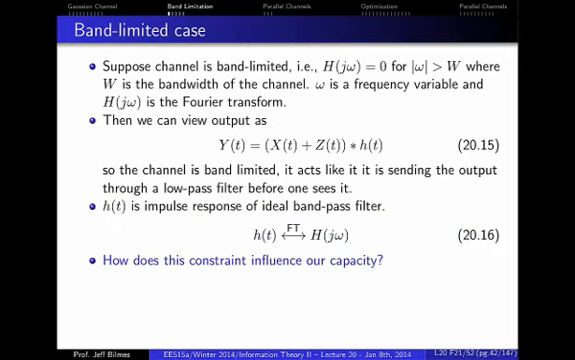Now the question is, how does this band limitation, W, change our capacity? What does intuition tell us? If we make W smaller, is that going to increase our capacity? It should decrease it, right? And if we make it bigger, it should not decrease it. Or really, if we make it smaller, it should not increase it. That's technically the correct way of saying that.